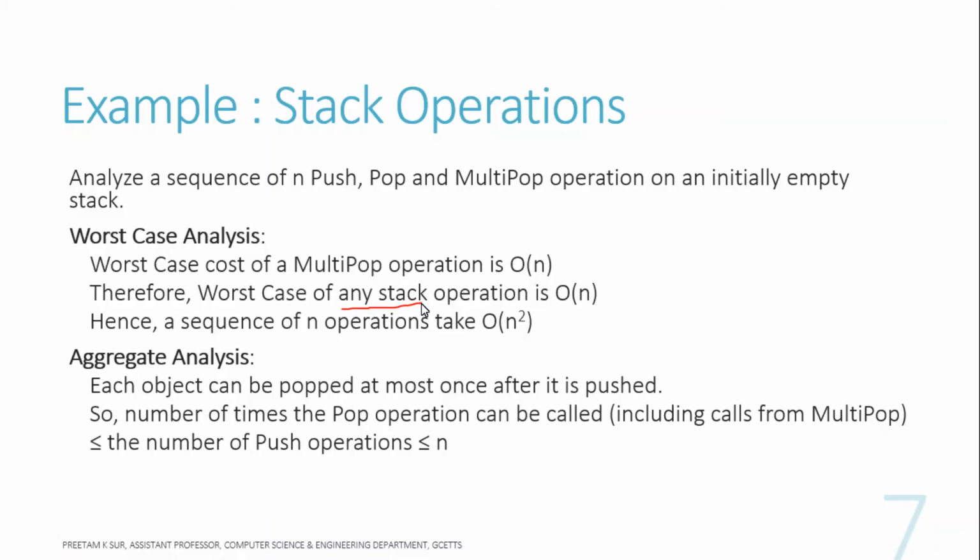Okay, and again this push operation is upper bounded by n, where n is the sequence of n operations. Since we are considering n operations sequentially, we can have at most n push operations, right? Because we are considering n operations, we can have any number of push operations that is less than or equal to n. So what we are saying at this point is that the number of pop operations, including the calls from the multi-pop, is upper bounded by the number of push operations, which is again upper bounded by the total number of operations in the sequence, which is n.